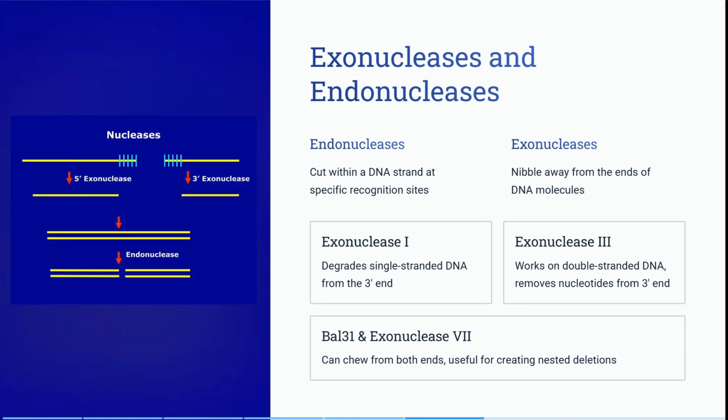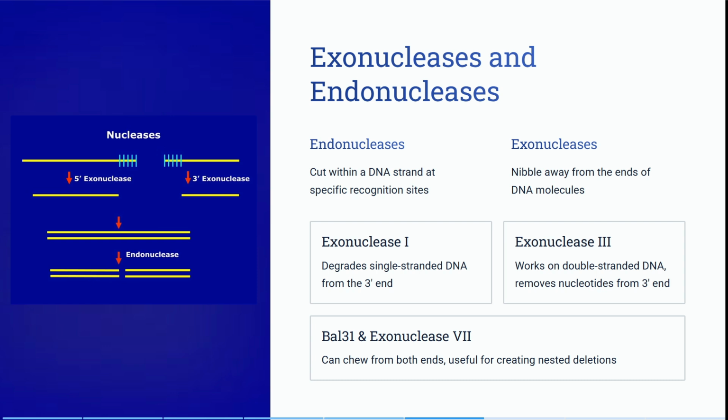So you already know endonucleases cut within a DNA strand. Now let's meet exonucleases. These enzymes nibble away from the ends of DNA molecules. For example, exonuclease 1 degrades single-stranded DNA from the 3' end. Exonuclease 3 works on double-stranded DNA and removes nucleotides from the 3' end.